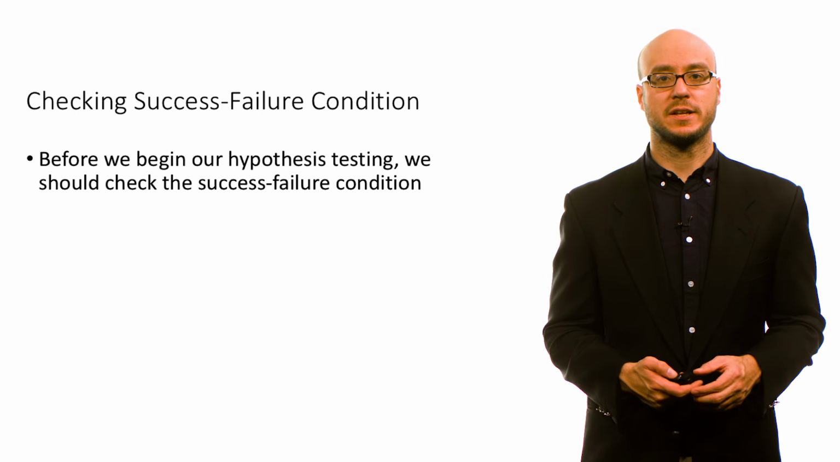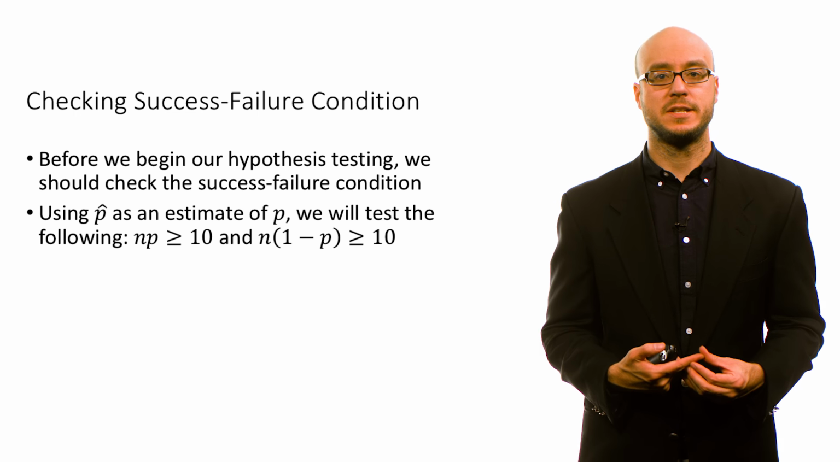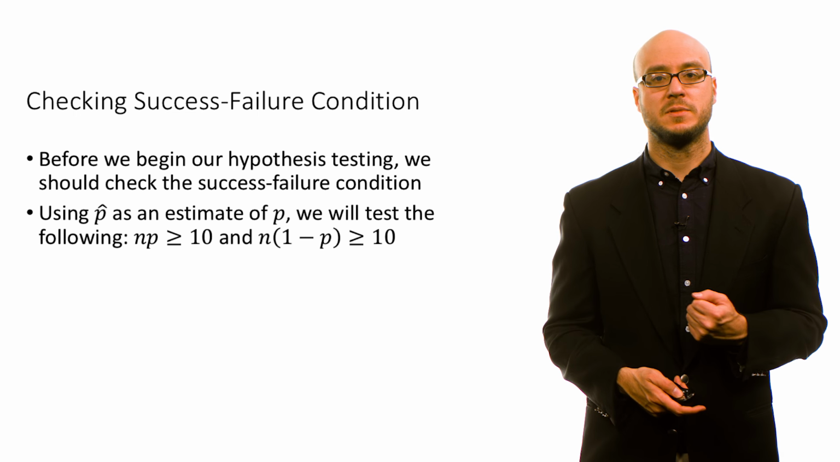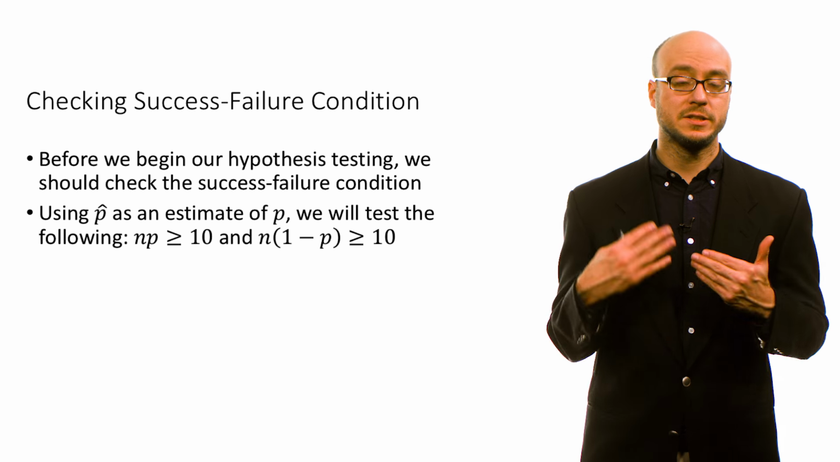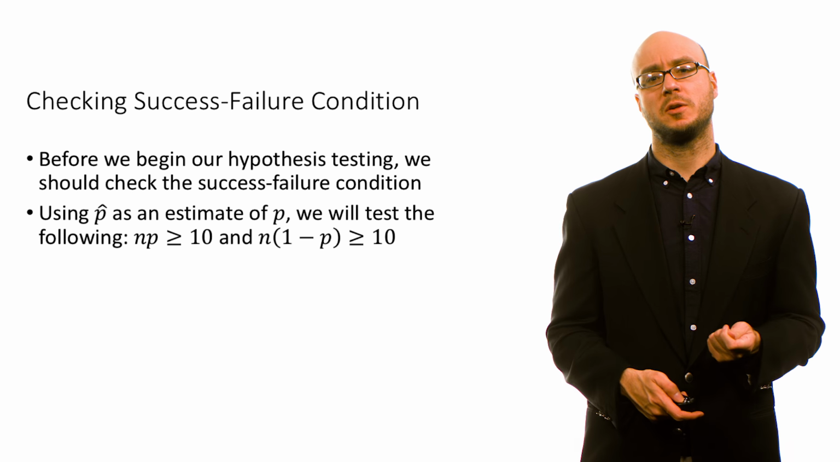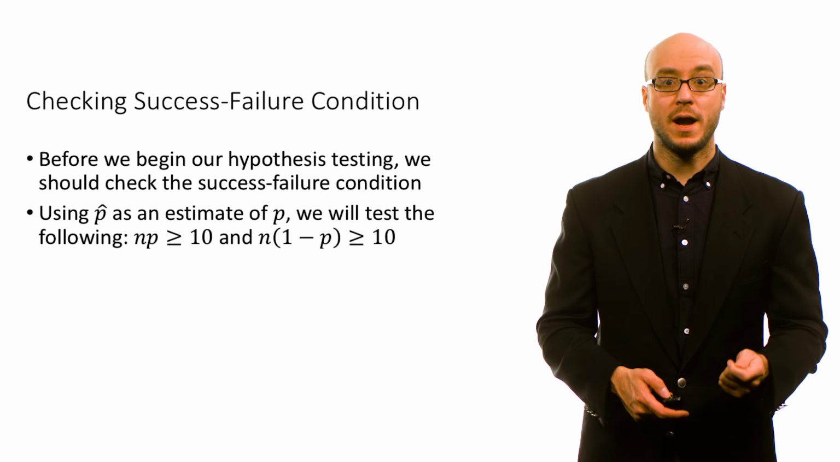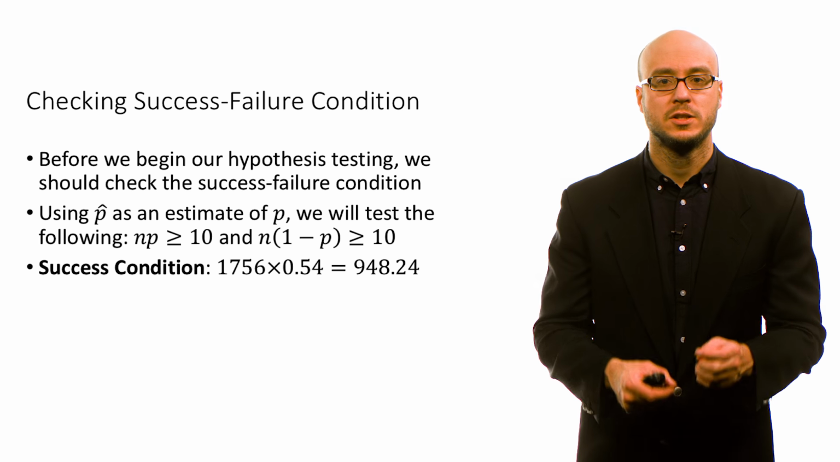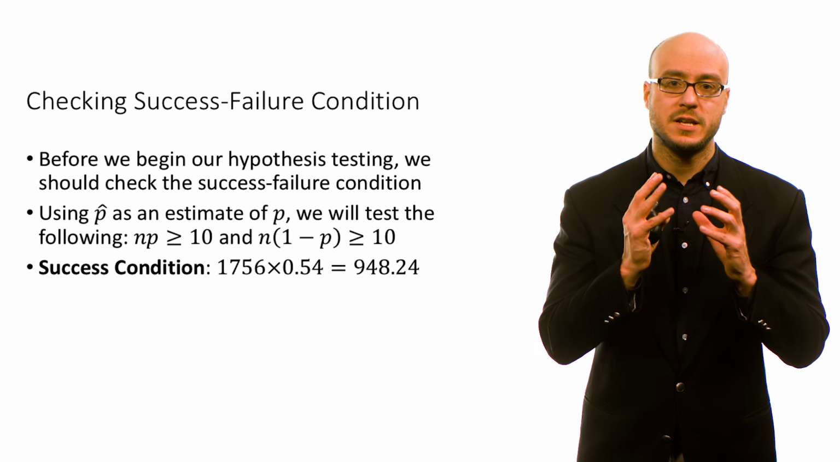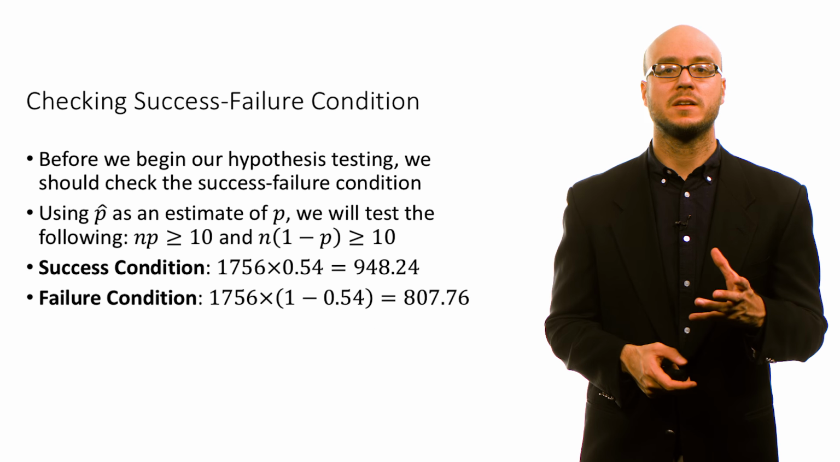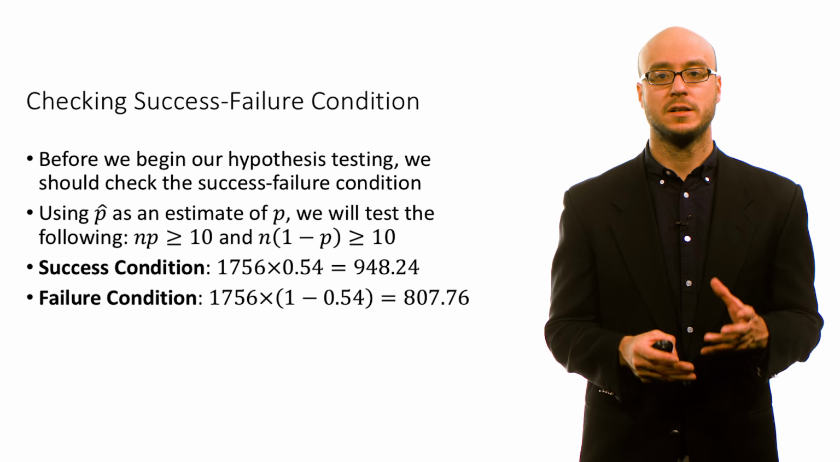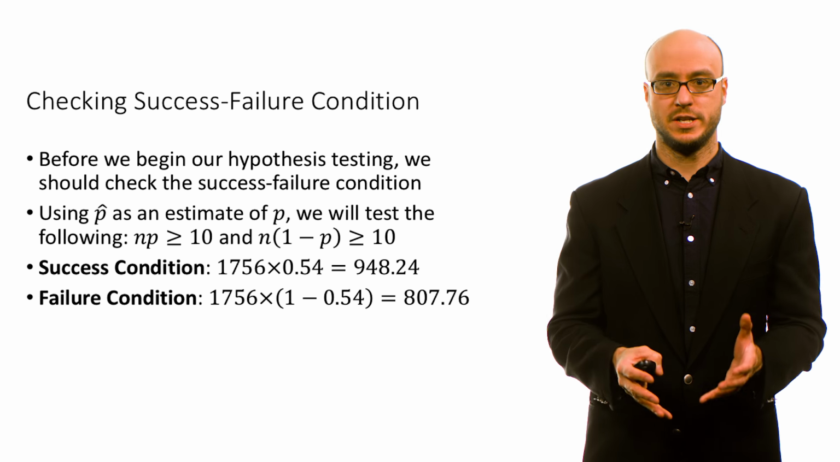So first we're going to check the success-failure condition as a preliminary step. So using p hat as an estimator for p, the idea is that we want to assess this assumption that n times p is greater than or equal to 10 and n times 1 minus p is greater than or equal to 10. So we can check the condition. The expected number of successes is about 948, and the expected number of failures is about 808.